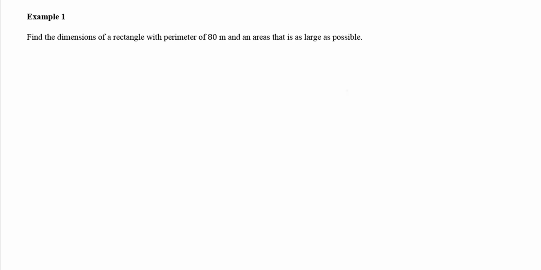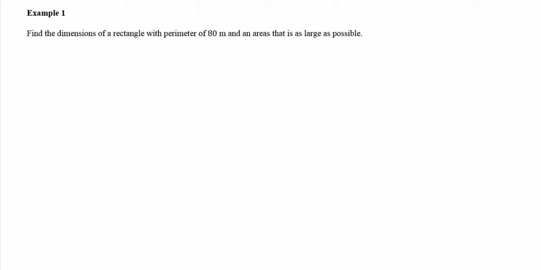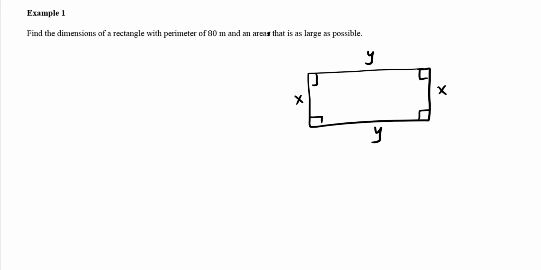Find the dimensions of a rectangle with a parameter of 80 meters and an area that is as large as possible. So it's a rectangle. If I want to draw a rectangle, it says parameter, I don't know the dimensions here, so call them X and Y. So that's the rectangle that we have, and an area that is as large as possible. As large as possible means we're maximizing area. So the area is maximized.